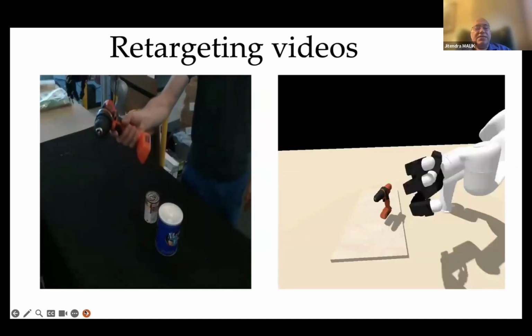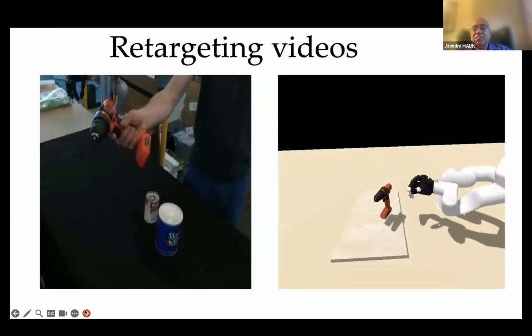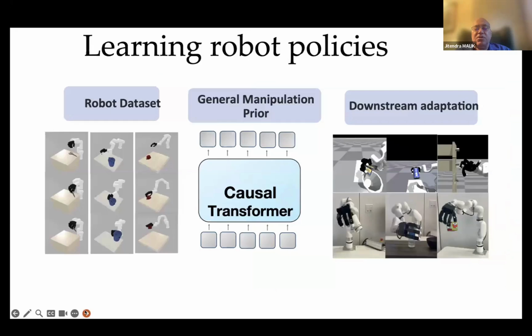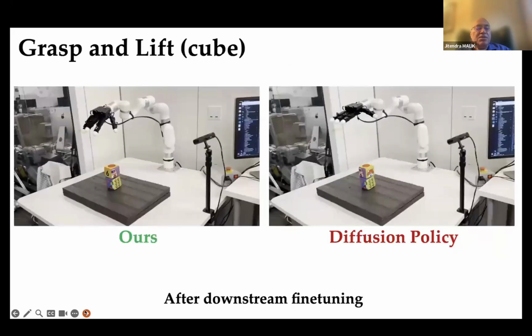And here are some examples. Let me just turn to the demos. So you have a robot data set, then you train a general manipulation prior on the transformer. I mean, I showed you some examples with biped locomotion. This is a similar set of ideas. Some details, we're going to put this paper out soon, maybe next week. And then there are downstream examples.